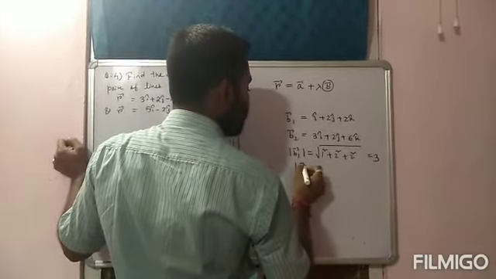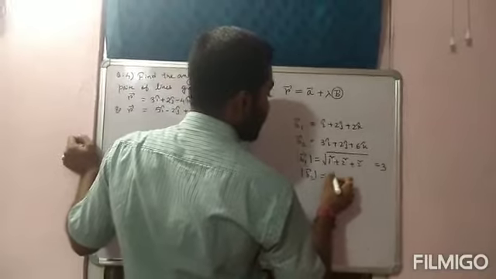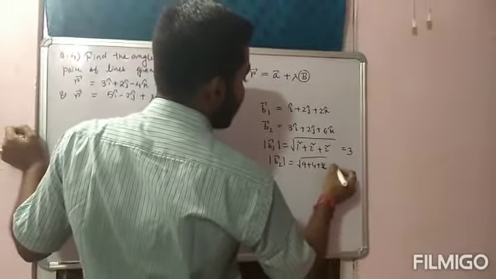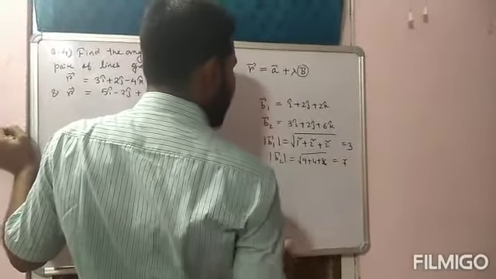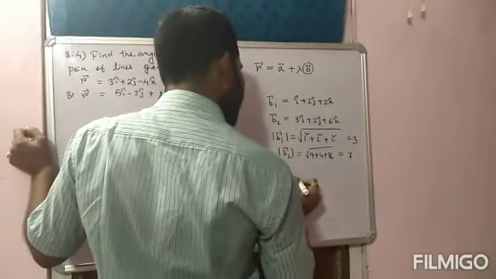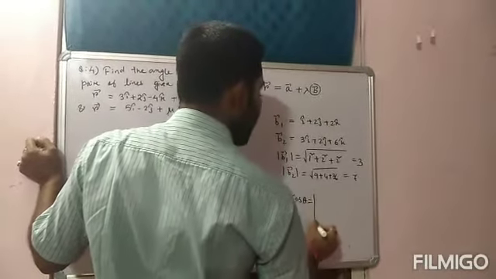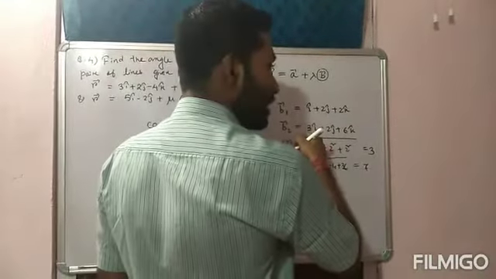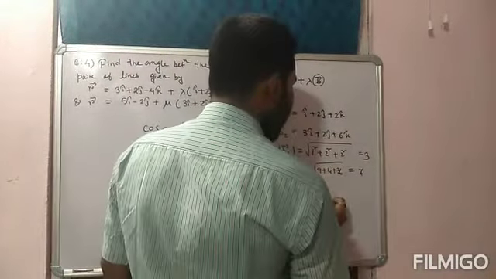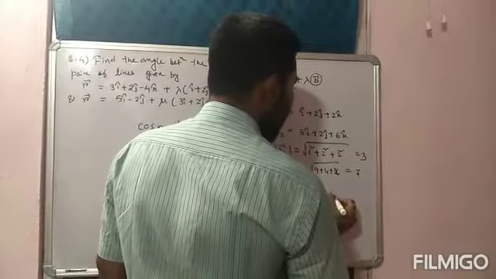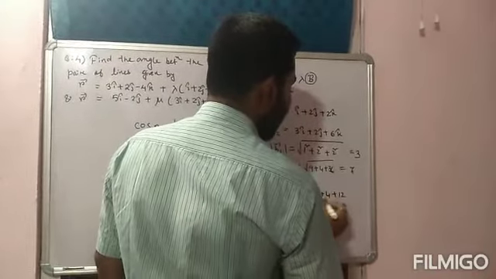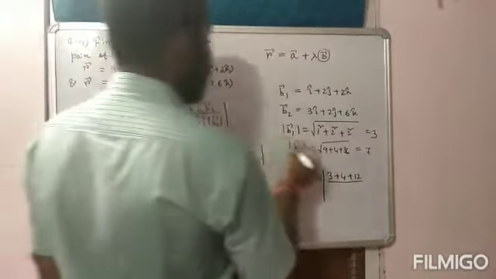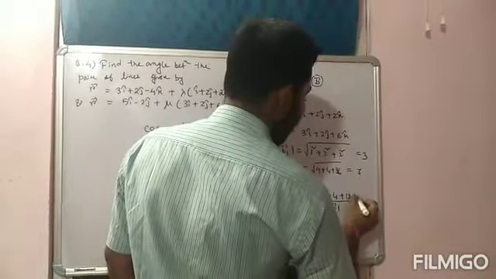Similarly, magnitude of b2 is root of 9 plus 4 plus 36, that is 7. So therefore, put the values in this formula. Cos theta is equal to modulus of b1 dot b2. b1 dot b2 करने से क्या मिलेगा? i cap dot i cap is 1, 3 into 1 that is 3, plus 4 plus 12, divided by magnitude of b1 into magnitude of b2, that is 21.